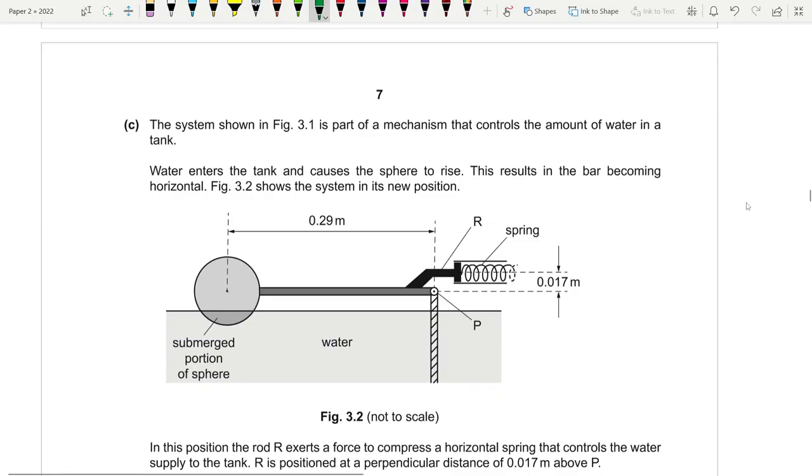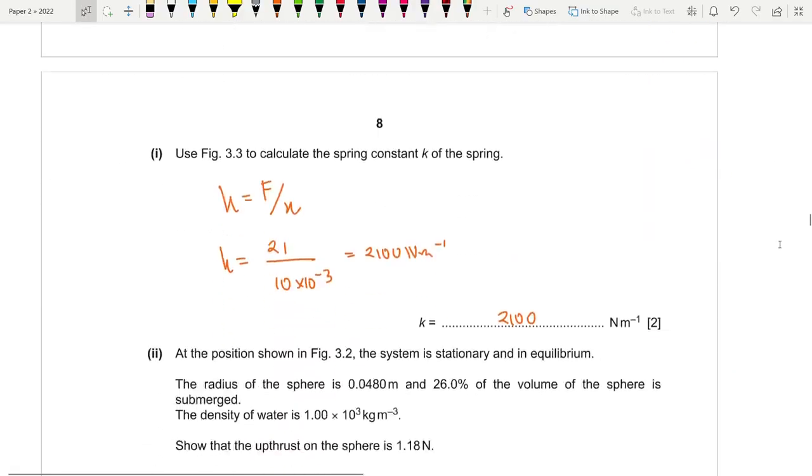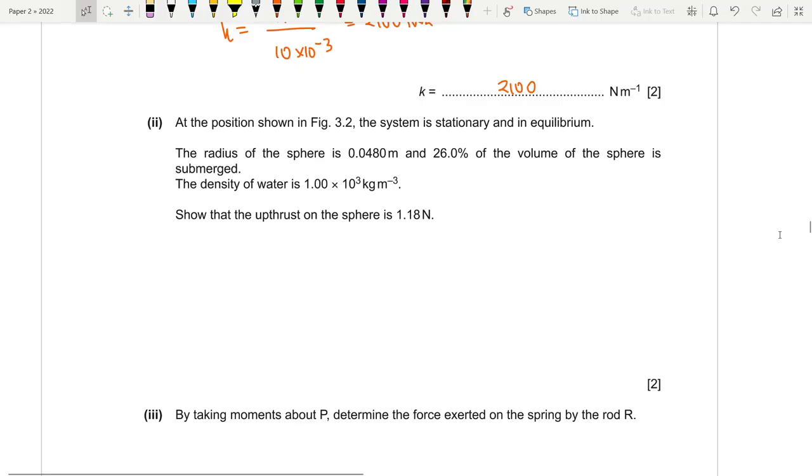Check this. So the weight will now fully act downwards. It is a downward force, and the sphere actually experiences an upthrust, which is upwards, right? So these two values will actually cancel out, and only the submerged portion will cause the upthrust. Okay, so let's do this. We're going to use Archimedes' principle, which states that upthrust is equal to V rho g.